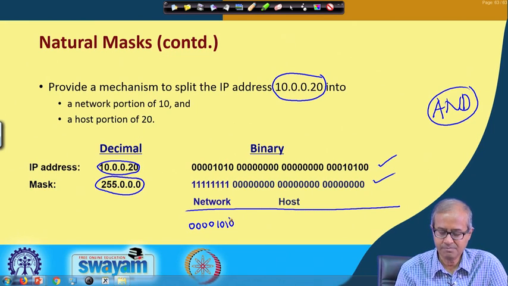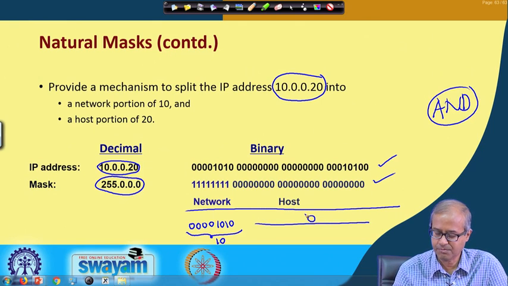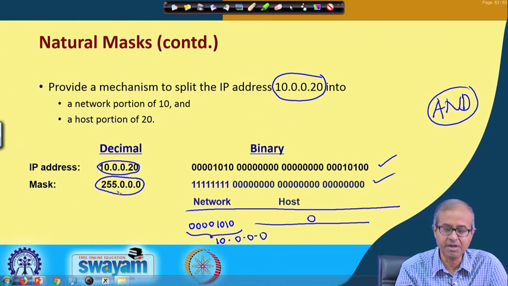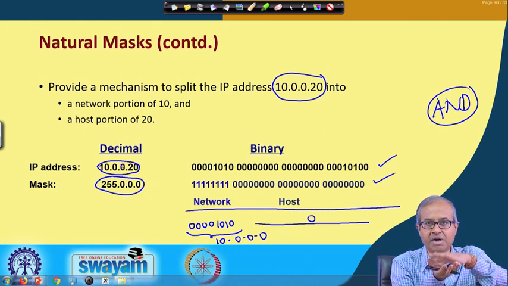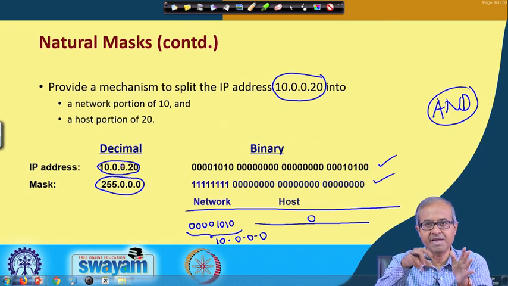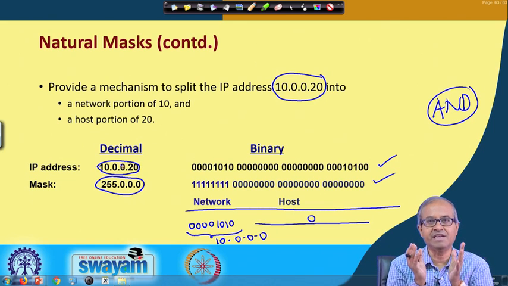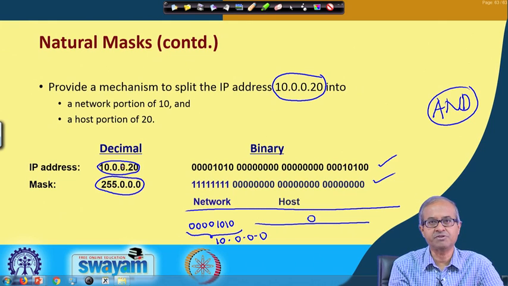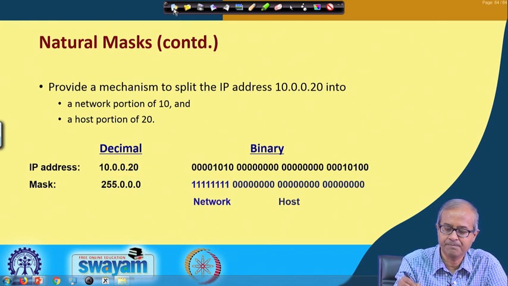00001010, which is 10 in decimal, but remaining all bits are 0. If you do an AND, everything will be 0. So, in dotted decimal notation it will be 10.0.0.0, which will indicate the network number. So, from the mask, if you do a bit by bit AND, you are masking the host part, making it all 0, and you are extracting the network number. That is the main purpose of the mask. Okay.